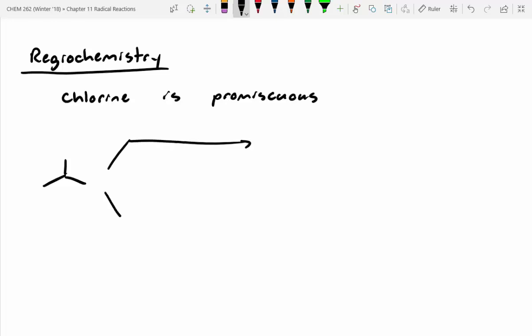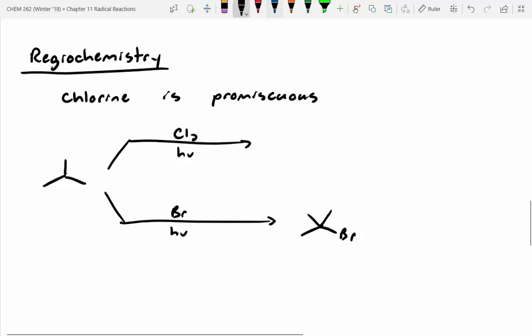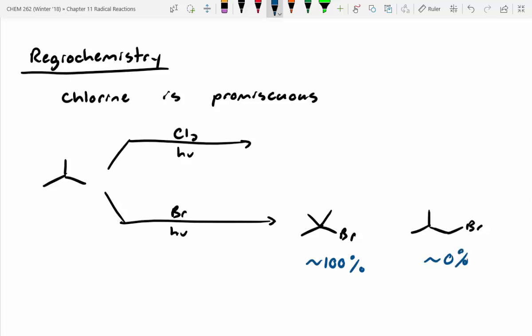All right, so let's compare chlorine to bromine. Got chlorine up here, UV light, versus bromine down here with UV light. Where do you think the best site for halogenation is? Do you think it's going to be one of the methyl groups hanging off or the central carbon? Central carbon. And so with bromine, that's exactly what we observe. We get approximately 100% of the product right here. One could argue maybe, just maybe, you get a little bit of this. However, it's almost 0%, so you don't really have to worry about that.